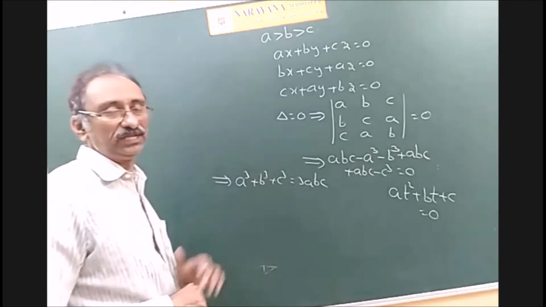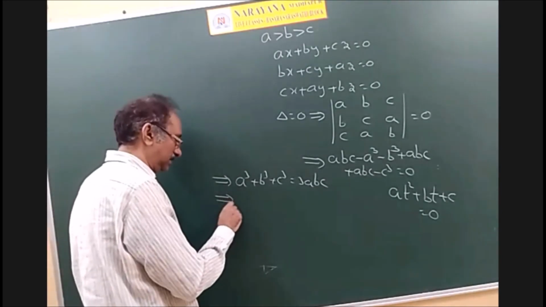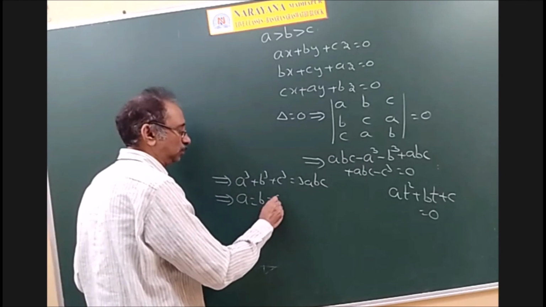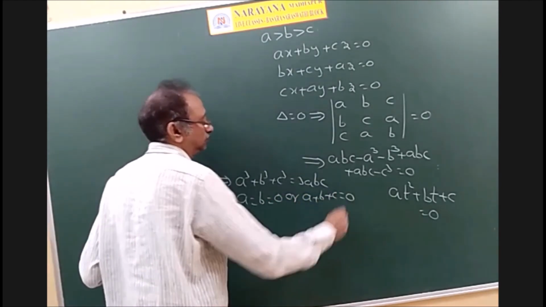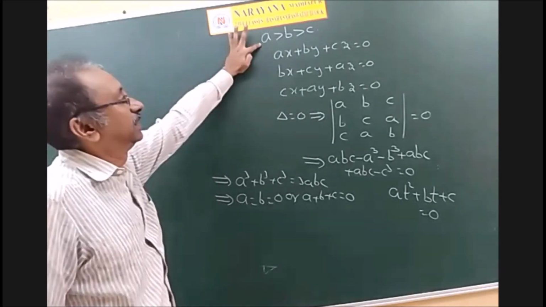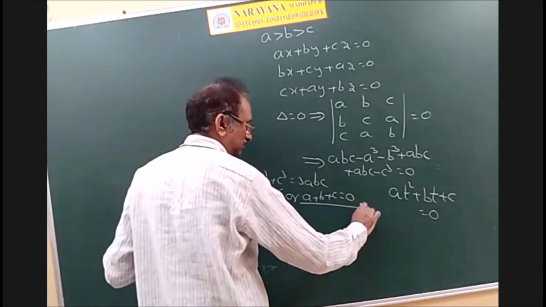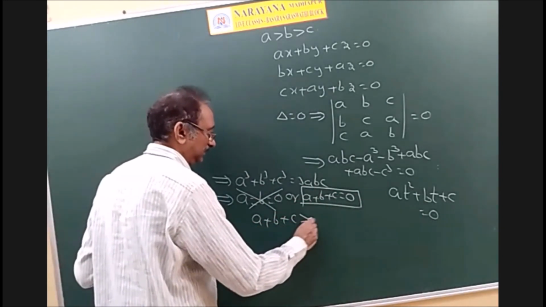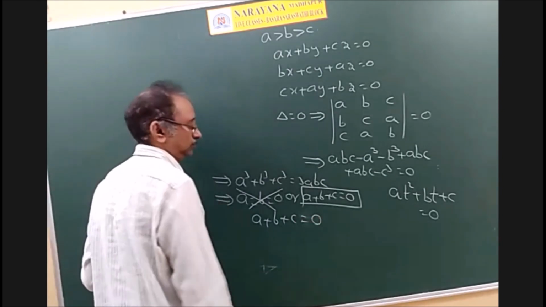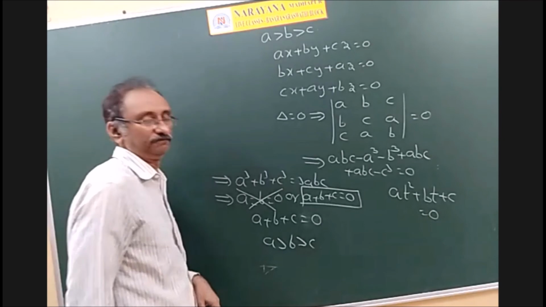This is a very standard and important equation in algebra. So this implies I can write either a is equal to b is equal to c or a plus b plus c is equal to 0. But given that a greater than b greater than c, so this is not correct and this is the possibility. Therefore, a plus b plus c is equal to 0. And also given that a greater than b greater than c.